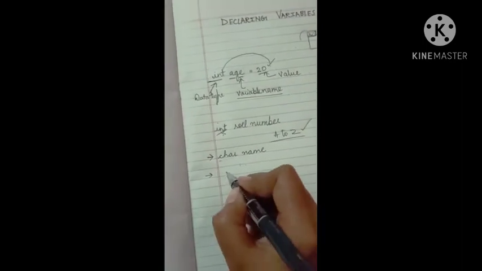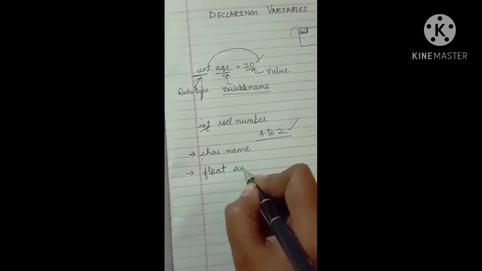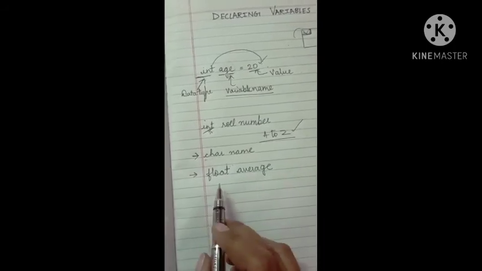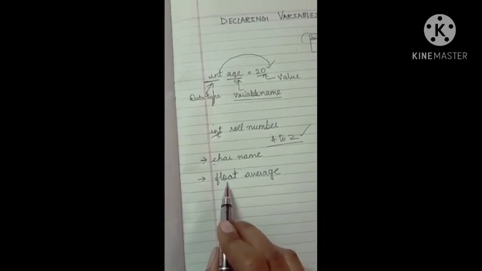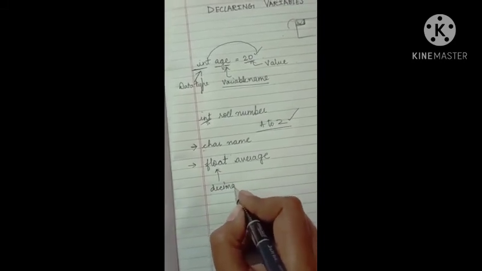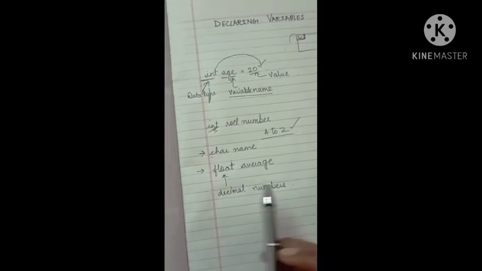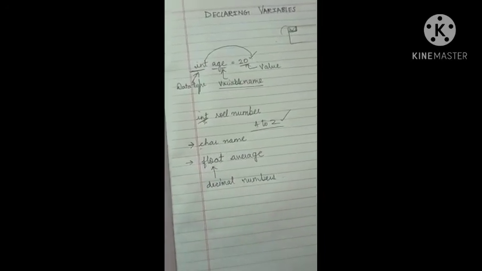Then next is float average. This float is a data type. It is used for storing decimal numbers. Clear? So float is used for storing decimal numbers.